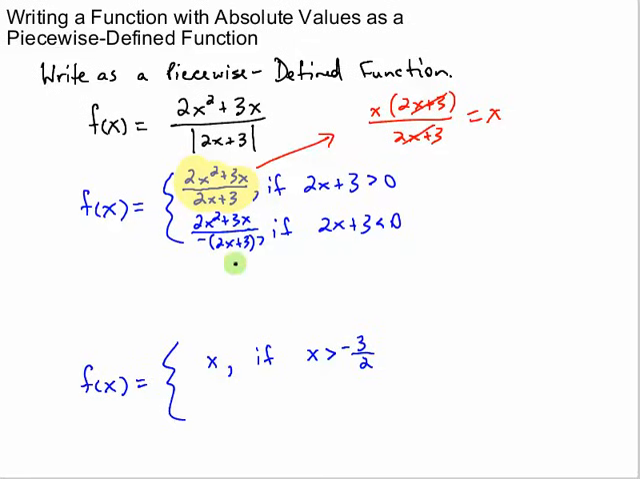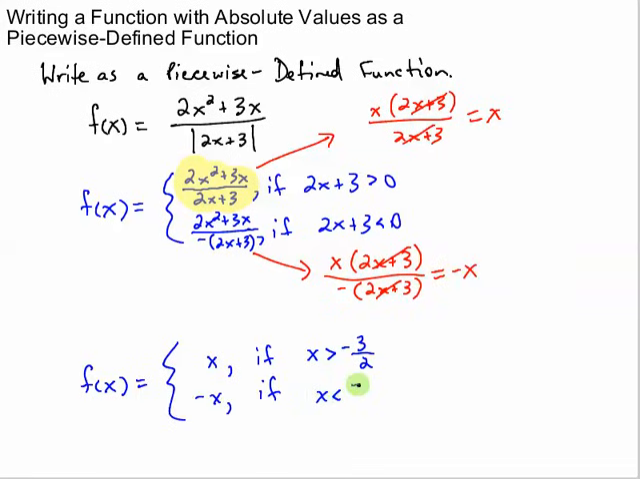Let's do the same thing on the second. Factoring the top, I can cancel my 2x plus 3's, and x divided by negative 1 is negative x. Solving the second inequality, I get x is less than negative 3 halves. This is the piecewise defined version of this absolute value.